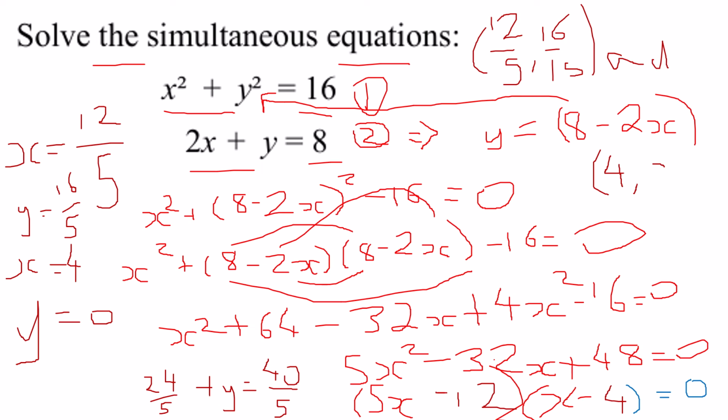So it intersects at the points 12/5, 16/5, and also 4, 0. That's how we solve a grade 9, 5 to 6 marker on quadratic simultaneous equations that involve a circle and a straight line. You always rearrange the linear equation, so the power of x, which is 1, or the power of y, which is 1, and then substitute that into the circle equation, or the quadratic equation. Then form your quadratic in one variable and solve by factorizing, completing the square or the quadratic formula.